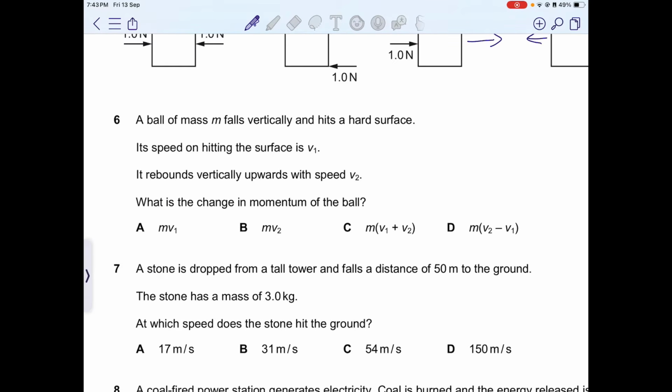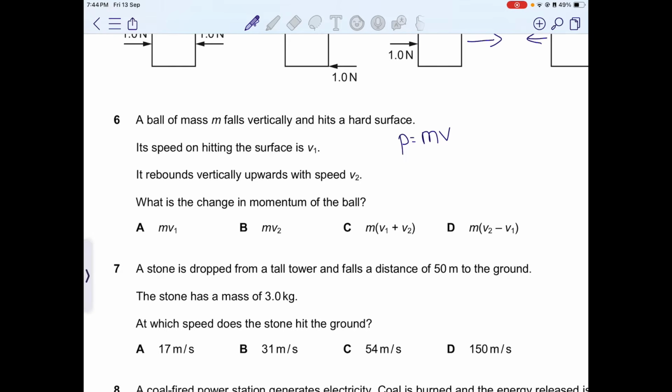Now, a ball of mass m falls vertically and hits a hard surface. Its speed on hitting the surface is v1. It rebounds vertically upwards with speed v2. What is the change in momentum of the ball? First thing to know is, what is the formula for momentum? Momentum is mass into velocity.